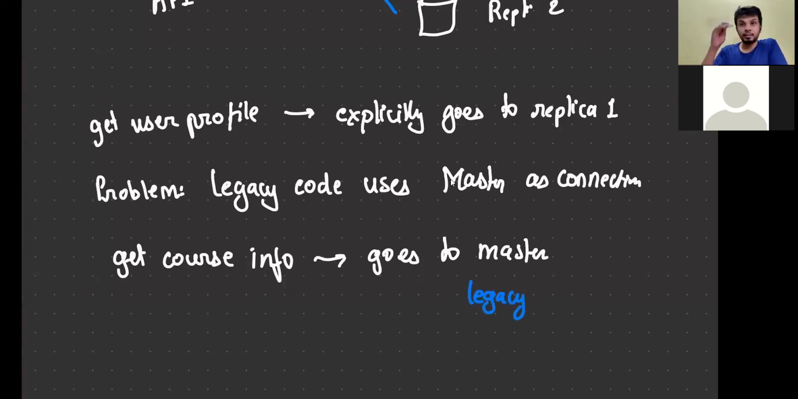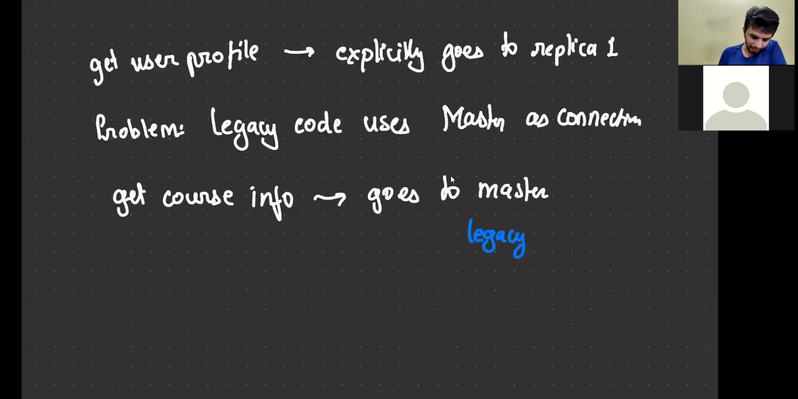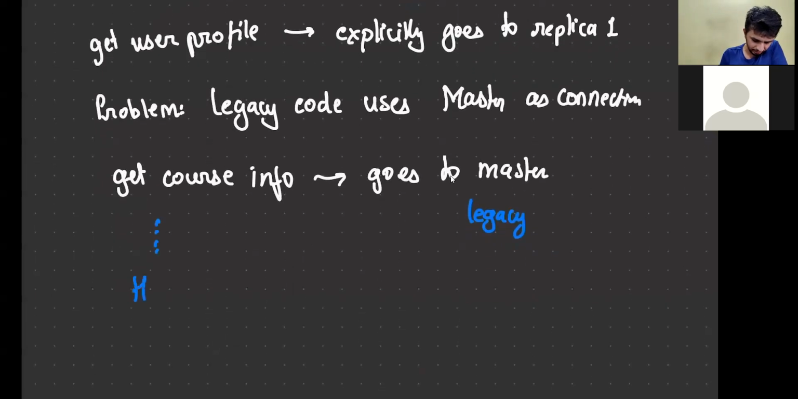And similar to this, there are thousands and thousands of places where legacy code is written like this. This is exactly what happens: I'm using a default connection object, and this default connection object connects to master. Since this is connecting to master, there are thousands of instances like this.